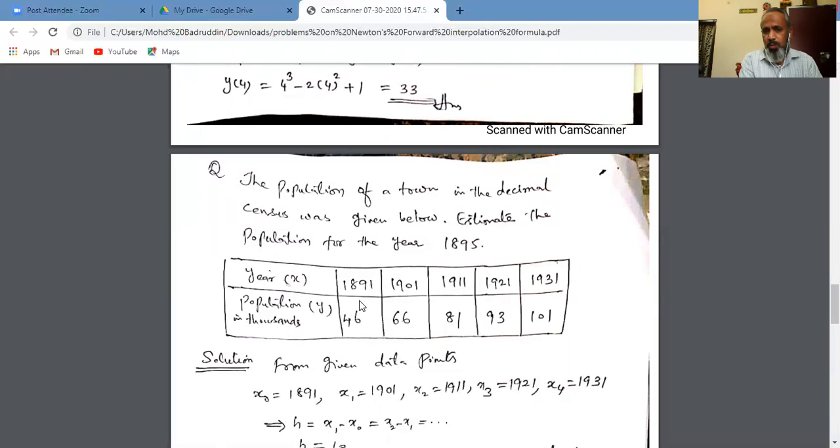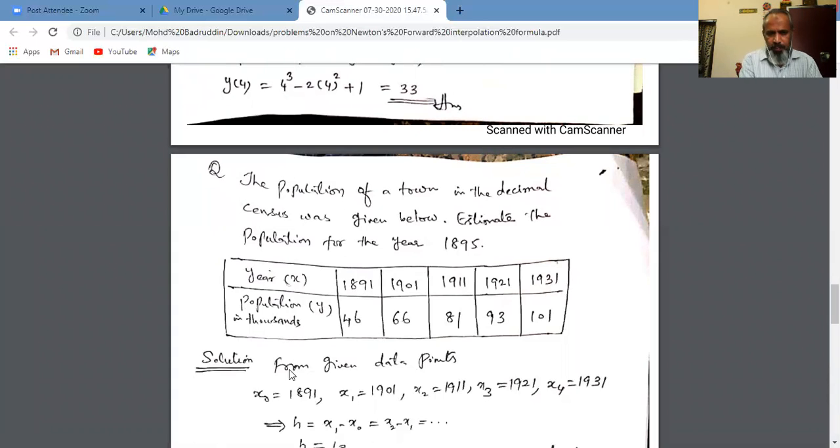So we have to use which formula? Newton's forward Gregory's interpolation formula. If the value to be determined is at the end of the table, then we use Newton's backward interpolation formula. Now it is to determine the population for the year 1895, which is in the beginning of the set of tabular values. So we use here Newton's forward interpolation formula.